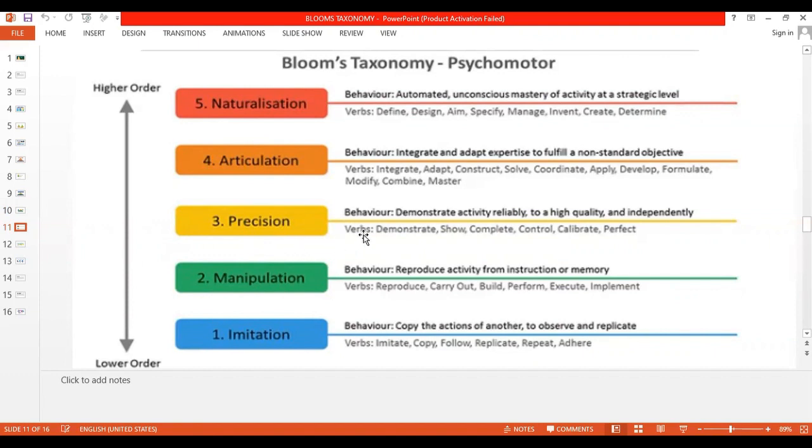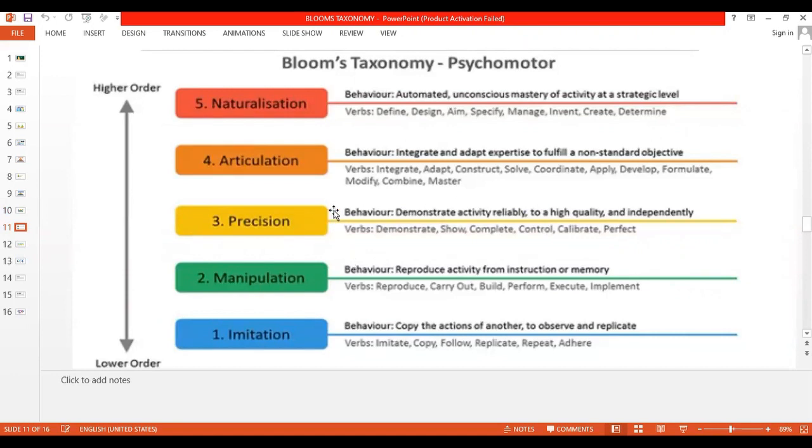Third is precision. At this level, the learner will execute the skill independent of help. Here, an example is slowing down the car in anticipation of the signal without being instructed, which comes under precision.